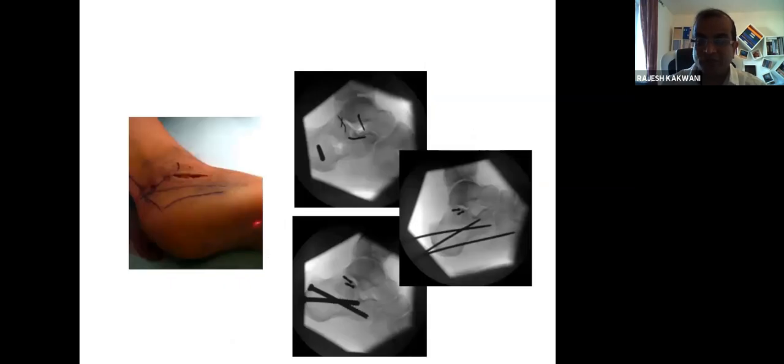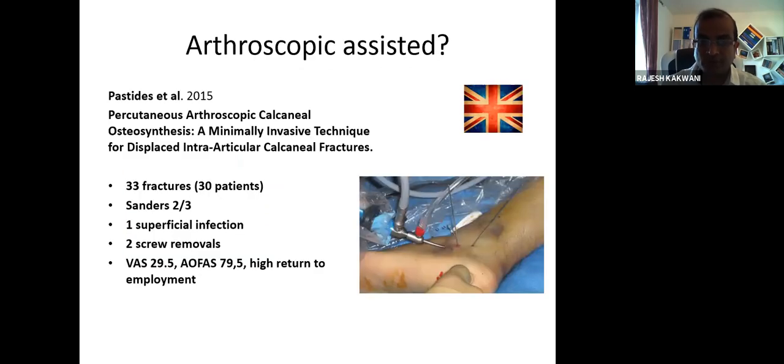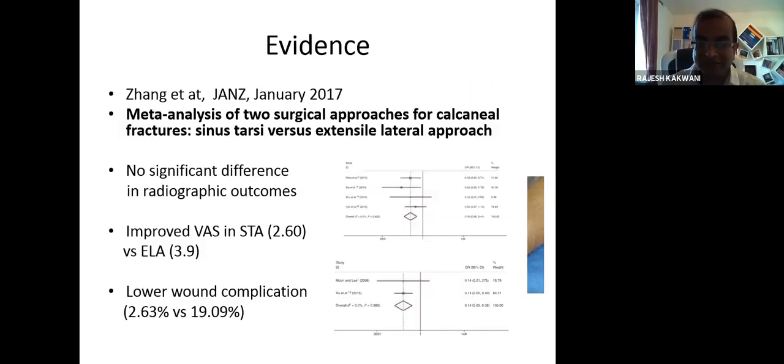Now, you will have to use indirect methods to get the calcaneal fracture reduced, although you can reduce the subtalar surface under vision. Similar techniques are used for arthroscopic assisted, where you would reduce the articular surface by assistance from the arthroscope and use indirect measures to reduce the calcaneal tuberosity fragment. These lesser invasive methods have shown a slightly lesser rate of wound complications compared to the extended lateral approach.